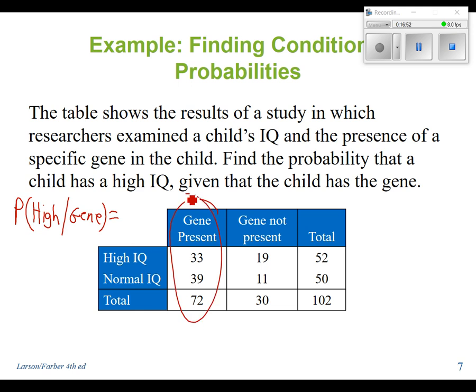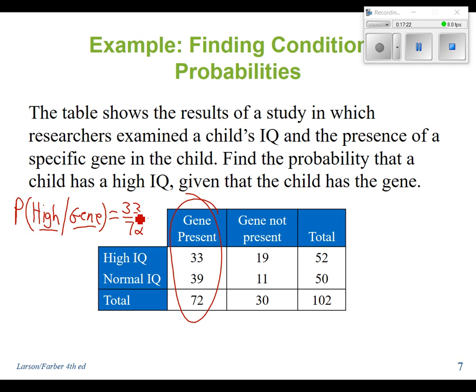How many of them are there? 72 total, so that goes on the bottom, because we're only picking from those, we're not picking from the whole 102. We're just picking out the children that we know have the gene. And how many of them have a high IQ? 33. Now again, with numbers like this, I probably won't throw a big fit if it was on a test and you left it at 33 out of 72.